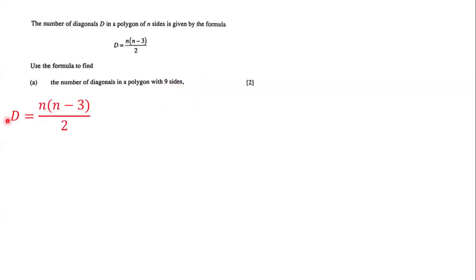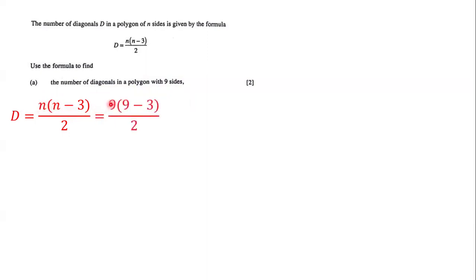And so we have this formula, d is equal to n, open bracket, n minus 3, close bracket, all over 2. Now here they want us to figure out the number of diagonals, and they give us the number of sides. So they give us what n is. So n is equal to 9. And so that means that wherever we see n, we're gonna put 9.